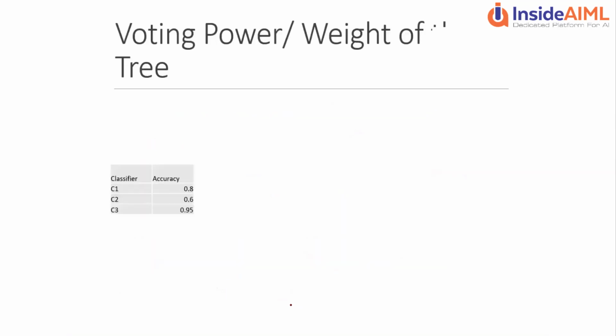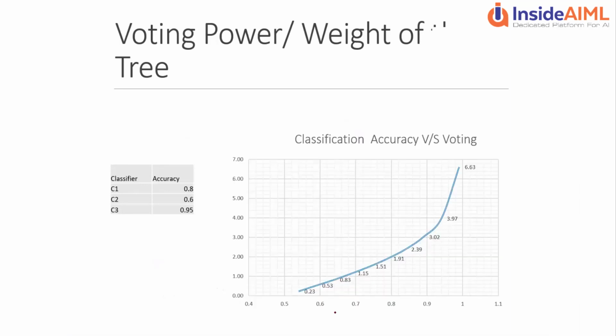Now let's look at 3 classifiers and their classification accuracy. If the accuracy is 0.8, then the error is 0.2. As you see, at a random guess the voting of that particular classifier is very less, and as accuracy goes very close to 1, its weight increases a lot. There is a kind of exponential trend over here. That's how the voting power increases based on the accuracy.